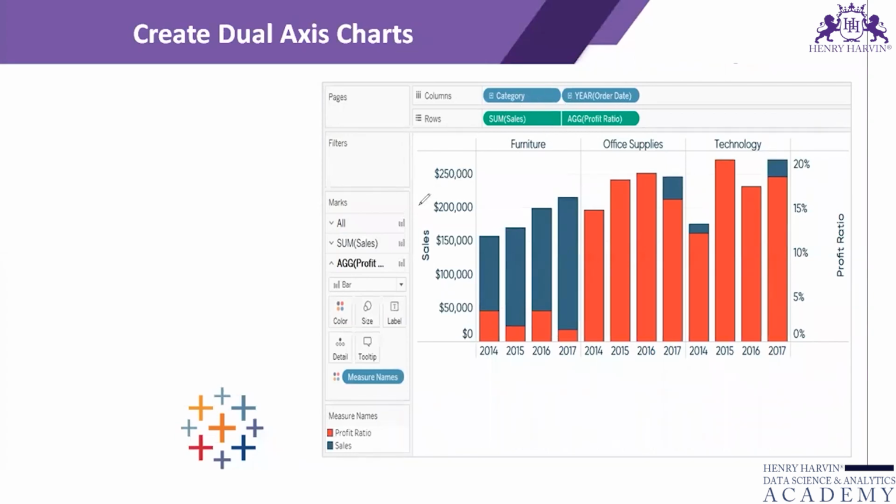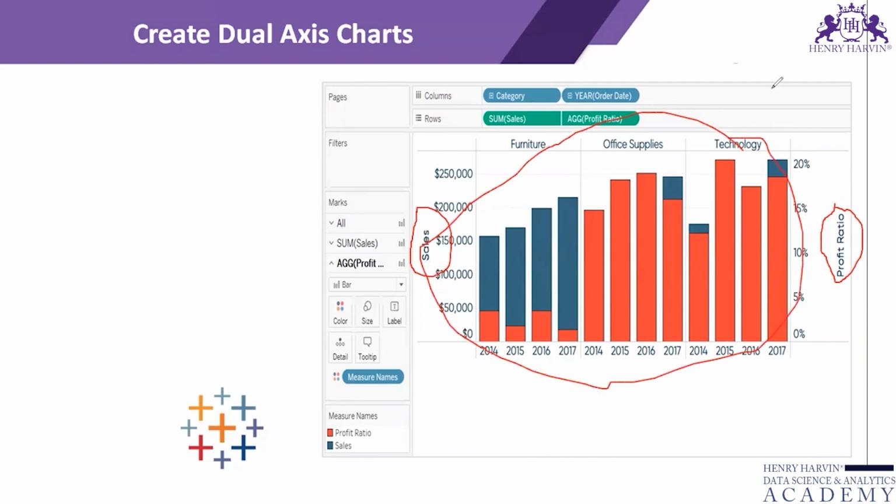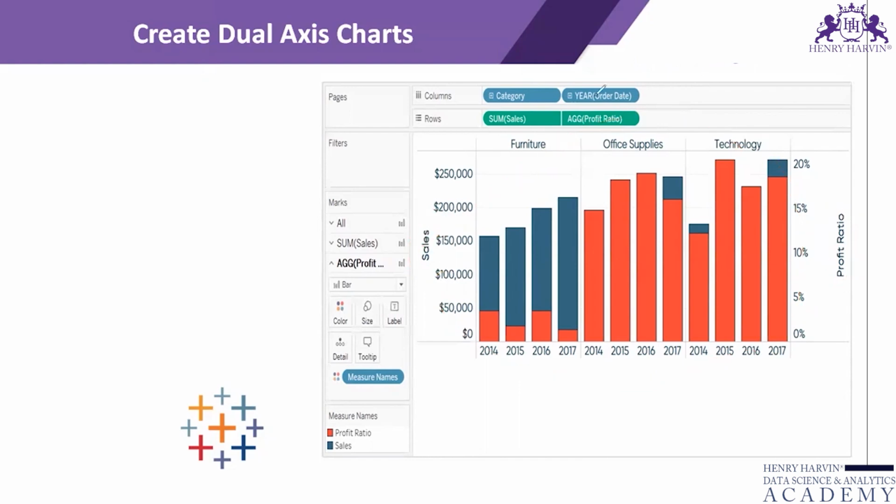This left scale is showing me sales, whereas this right scale is showing me profit ratio. So on a single graph, I see both the measures, sales and profit ratio, simultaneously, and each one has a separate axis. Such kinds of charts are known as dual axis charts. These charts are very useful in case you want to show the end user, the C-level executive or your clients how the data points are differing at various continuous variables or at various measures.